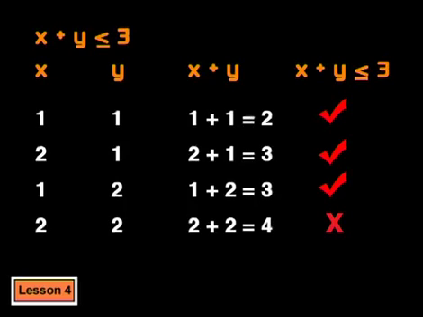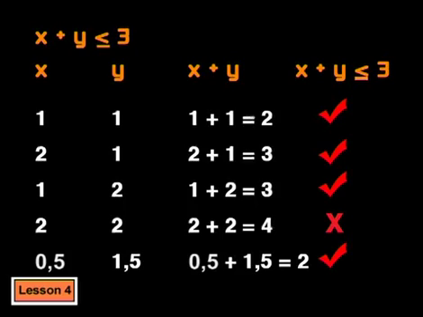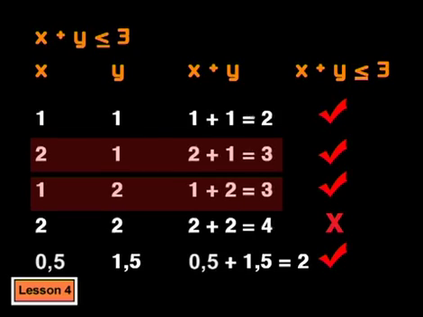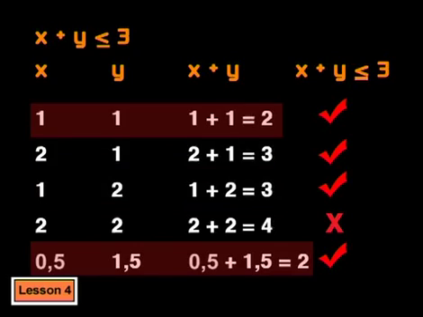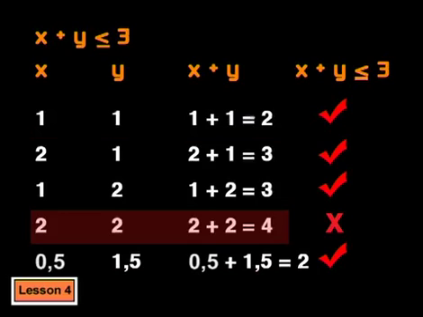Now we also need to remember that we can use half hours as well. So let's try an X value of 1/2 and a Y value of 1.5. That comes to 2, so that pair also works. Have a look at these pairs of values. Some pairs add up to 3 exactly, so they satisfy the inequality. Some add up to less than 3, so they also satisfy the inequality. Then there are pairs like this that add up to more than 3, but they don't satisfy the inequality.